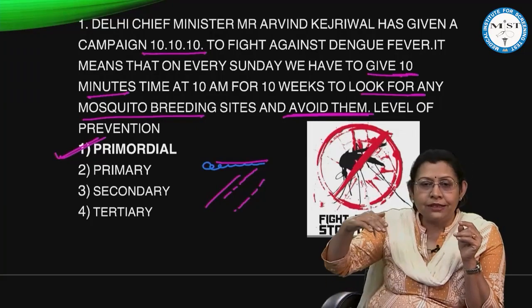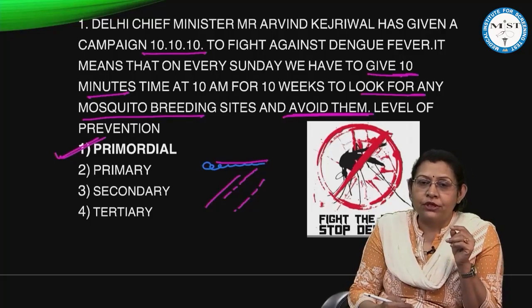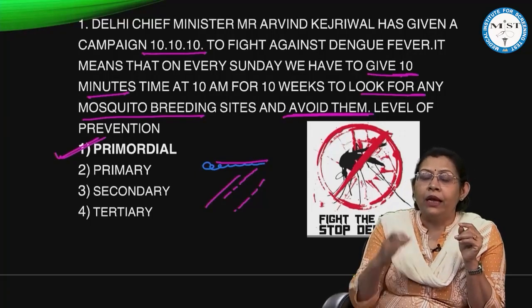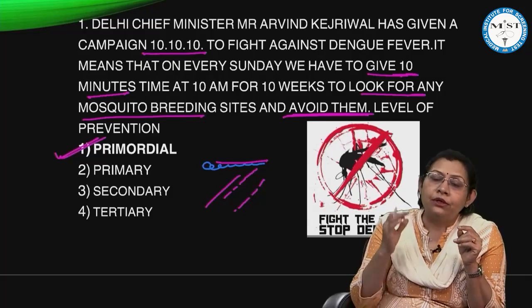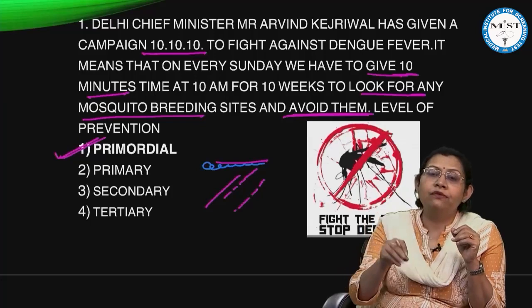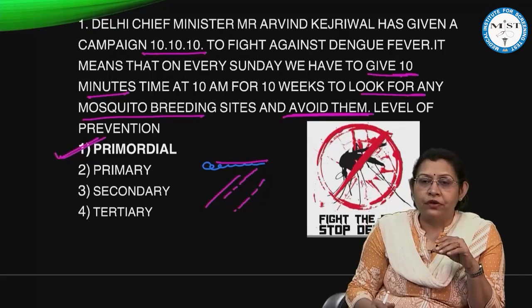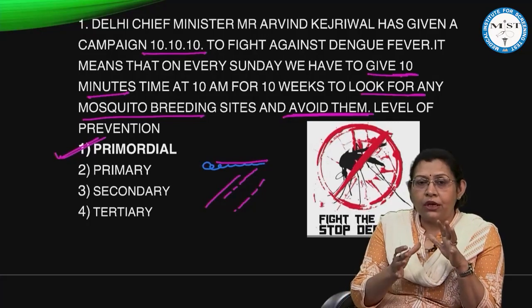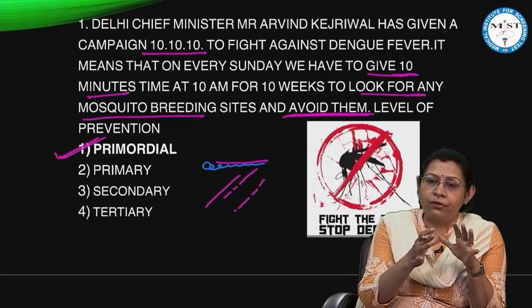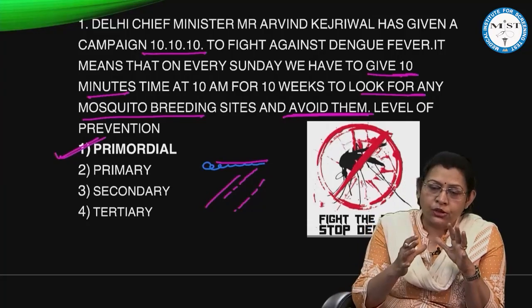So, Paris green dust is used to kill the Anopheles larvae, while Abate or Temephos is used to kill either the Aedes larvae, the Culex larvae, or the Mansonia larvae. Or we can also release some Gambusia fishes, which will eat all these different types of larvae. So, these are all primordial level prevention, where we are preventing the development of mosquitoes.